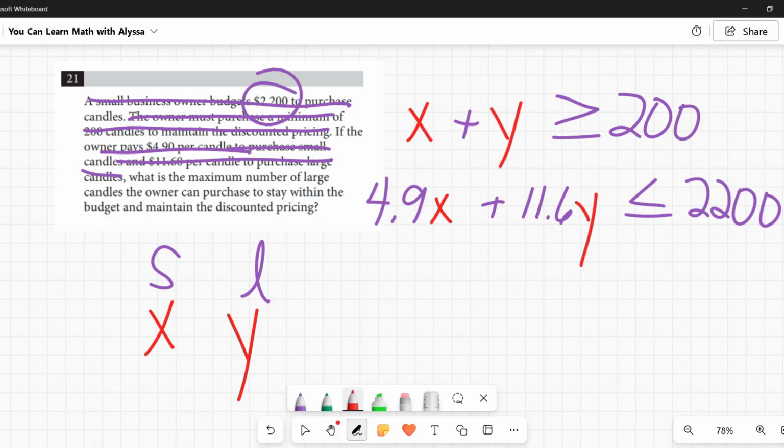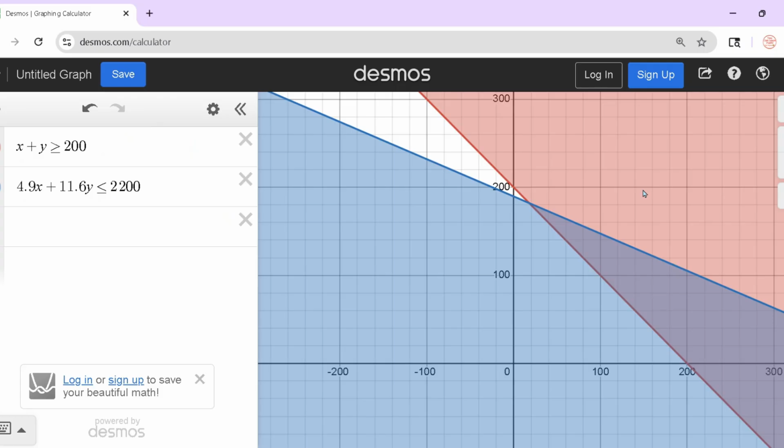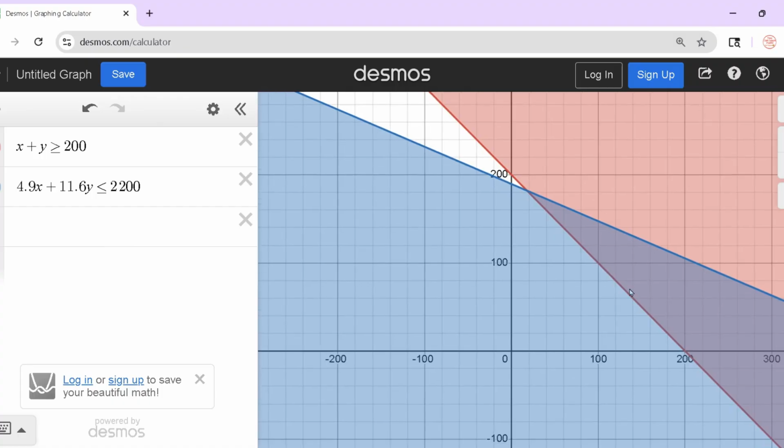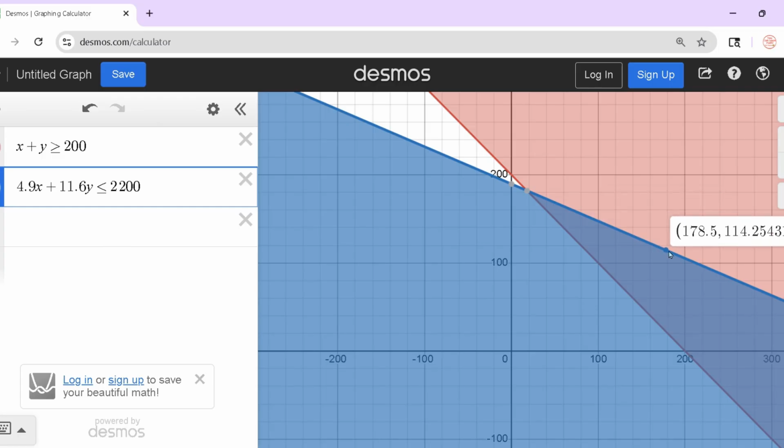Let's go to Desmos and put this in there. All right, so I've got my two equations. X plus Y is greater than or equal to 200, and 4.9x plus 11.6y is less than or equal to 2200. The solution to this is this area over here where they overlap, because it has to be true for both of them for this to work. So anywhere in here or on the line, because it's equal to, that's why we have solid lines, less than or equal to, greater than or equal to.